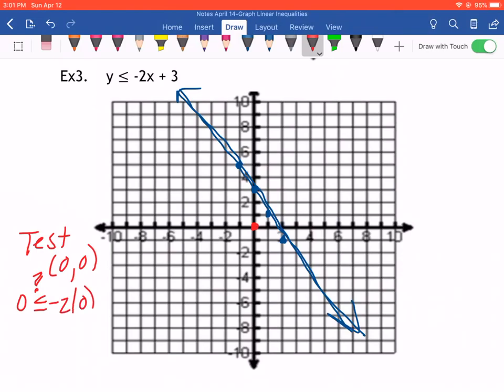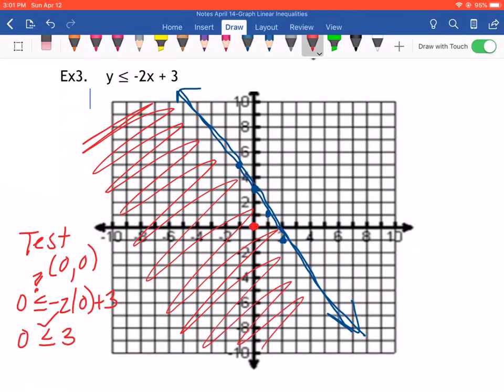-2 times 0 plus 3. So cleaning this up, I end up with 0 is less than or equal to 3. Is that a true statement? Yes, of course. 0 we know is in fact less than or equal to 3. Therefore, this particular point 0, 0 is in fact a solution to the linear inequality that we have. Therefore, we are going to shade where that point is, on that side of the line.